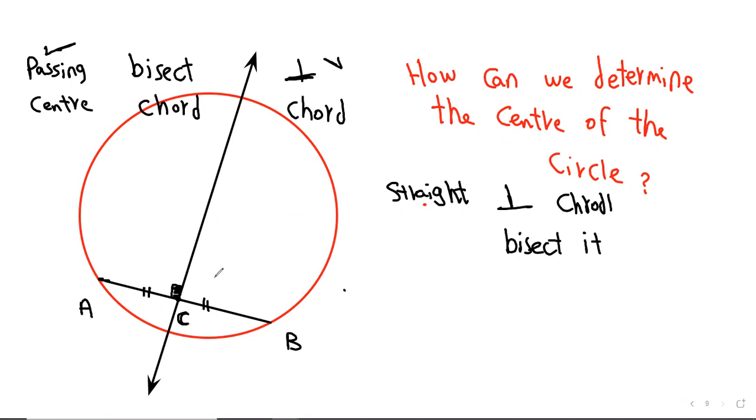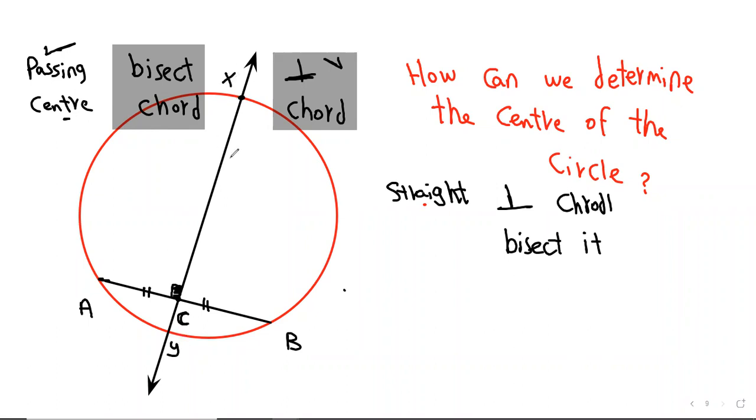Here we have a straight line perpendicular to the chord and bisecting it. So this straight line must pass through the center of the circle. So here determine the two points on the circle. Let's call them X and Y. So XY here is a diameter.